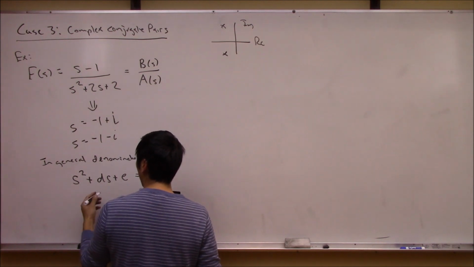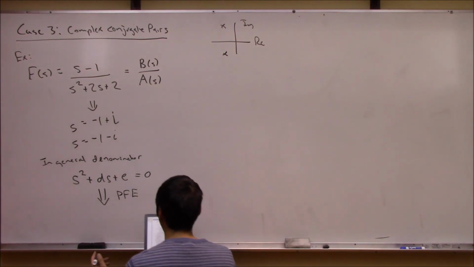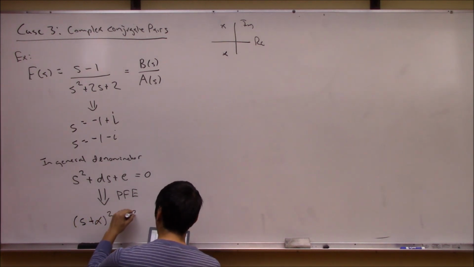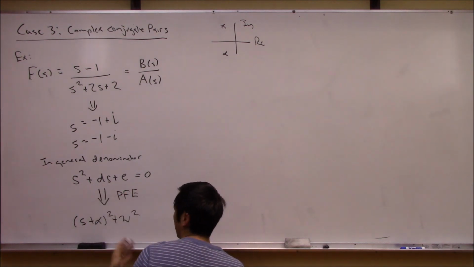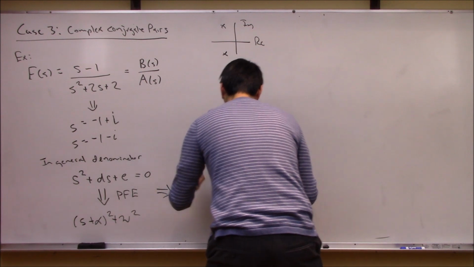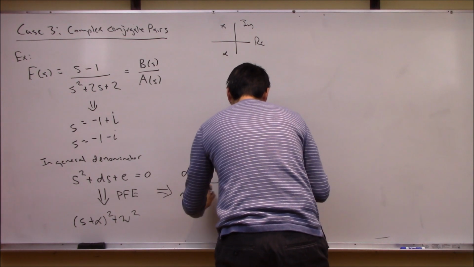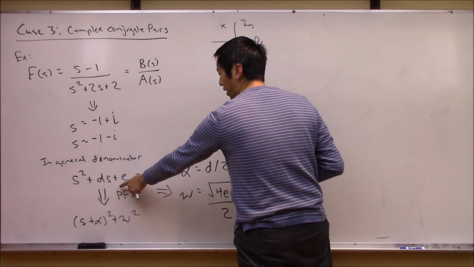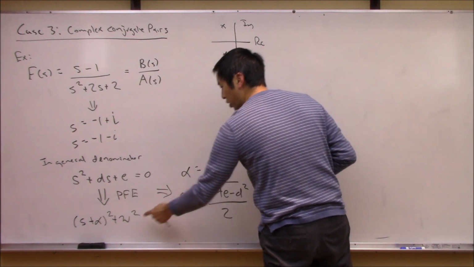If this is the case, the partial fraction expansion, or again, the rewriting into a more convenient form, is that we want to write this in the form (s plus alpha) squared plus omega squared. It's really simple. All you have to do is find alpha and omega in terms of d and e. You can solve this: 2 equations, 2 unknowns. You'll see that alpha is d over 2, and omega is the square root of 4e minus d squared, all over 2. So if someone drops a denominator in your lap that looks like this, you know it has complex conjugate pairs. Just run it through this expression and rewrite it in this format.